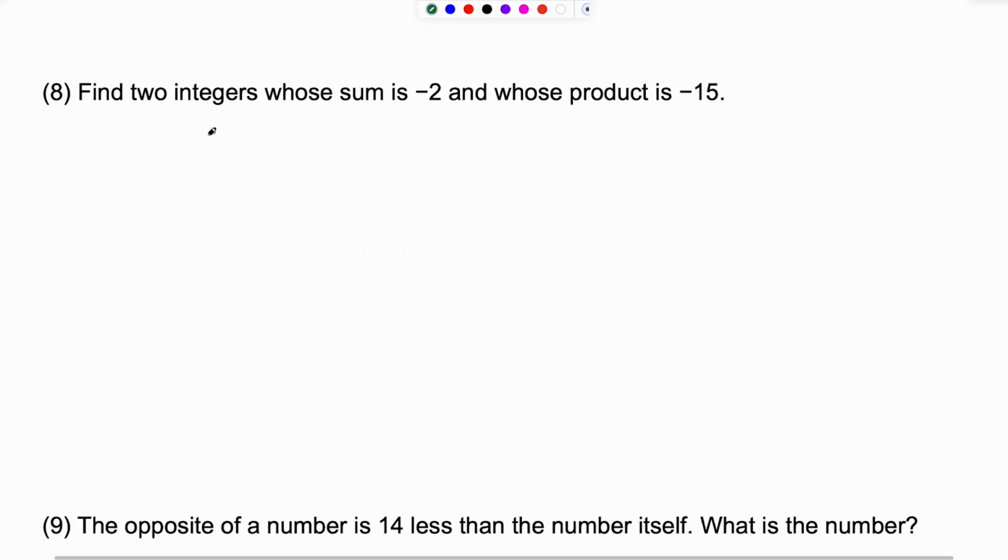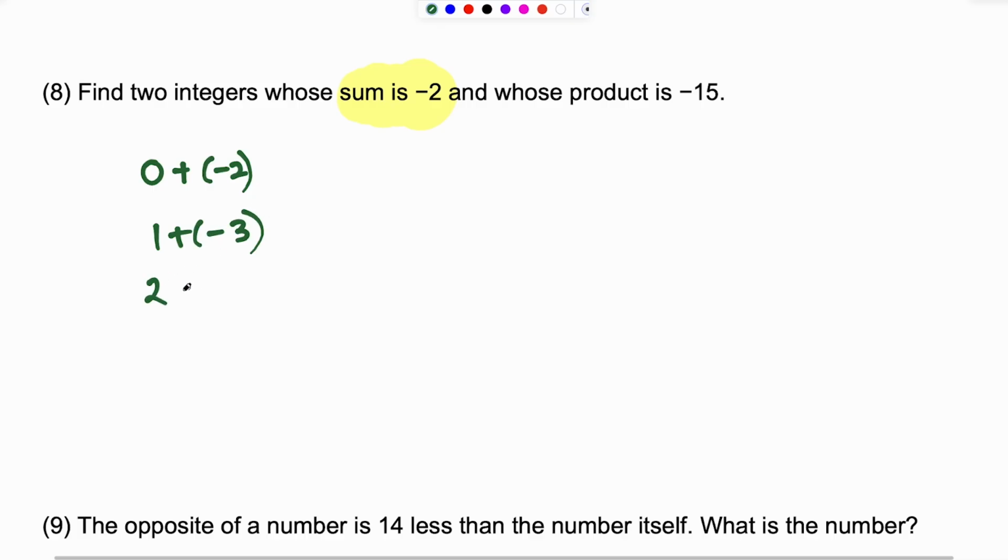Question 8, find two integers whose sum is negative 2 and whose product is negative 15. For this question, we just have to be careful. It is tempting to start off with trying to find two integers that have a sum of negative 2 first. But please don't do that, because you will spend a really long time writing out the list, because the list of integers that add up to -2 is infinite.